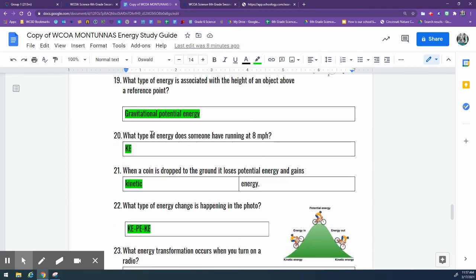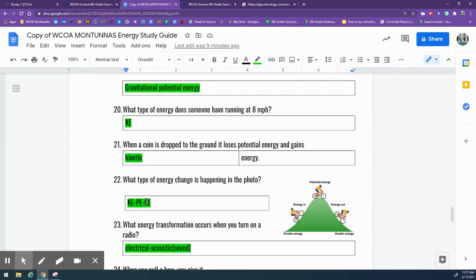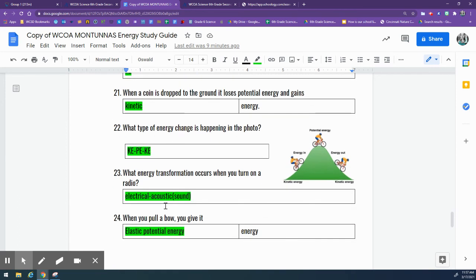Question 20, what type of energy does someone have running at 8 miles an hour? That would be kinetic energy. 21, when a coin is dropped to the ground, it loses potential and gains kinetic. What type of energy change is happening in the photo? That is kinetic to potential, back to kinetic.